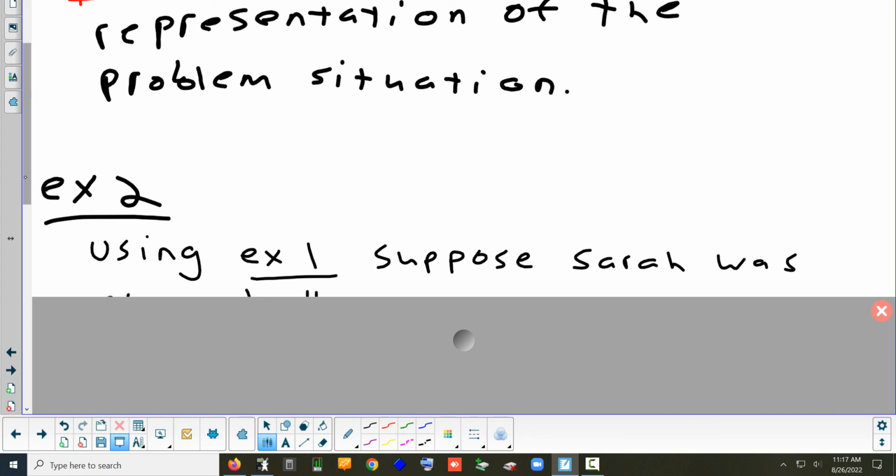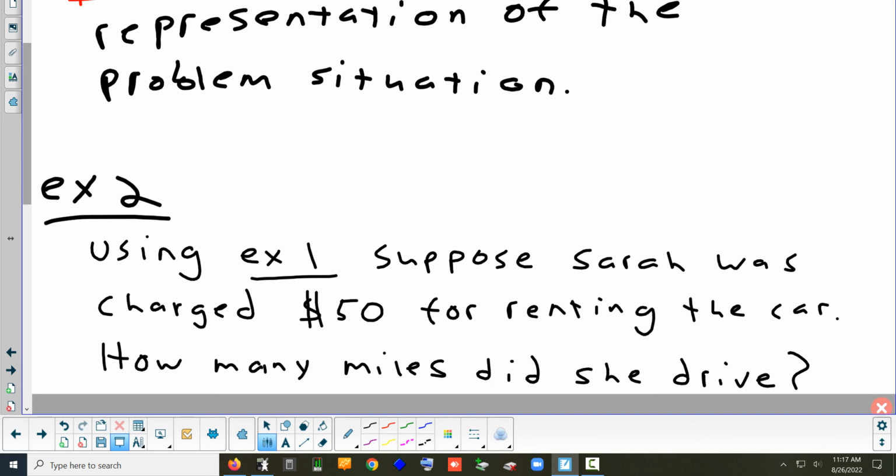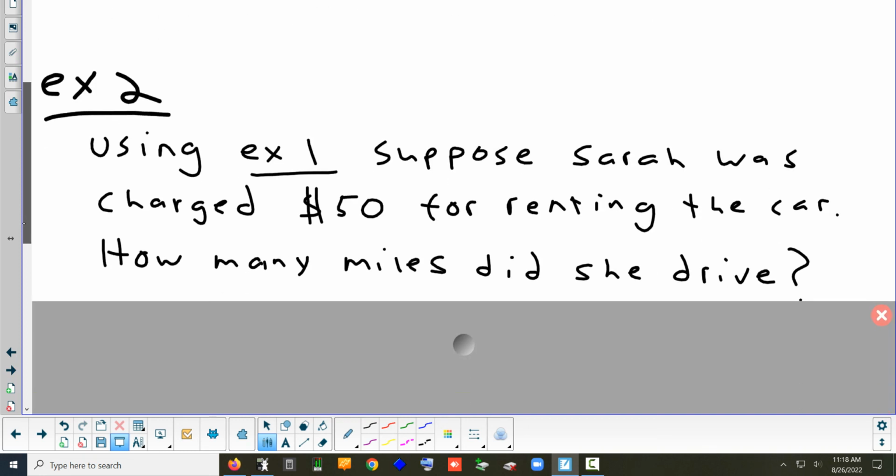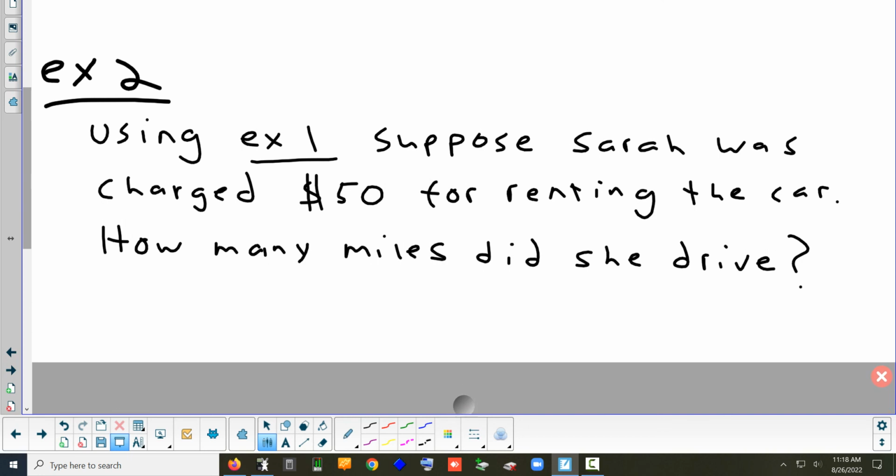So now, using that same scenario we just had, let's say that Sarah was charged $50 to rent the car. I want to figure out how far did she drive. And we're going to do this, I think we're going to do this two different ways. I'm going to show you, I'm thinking the way you'll probably suggest is algebraic, but I'm going to show you another way to do it. So how would you do this algebraically?